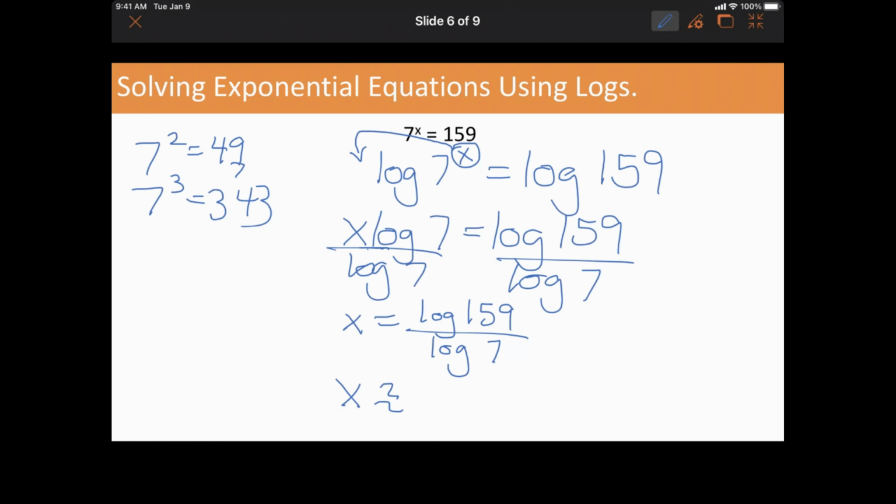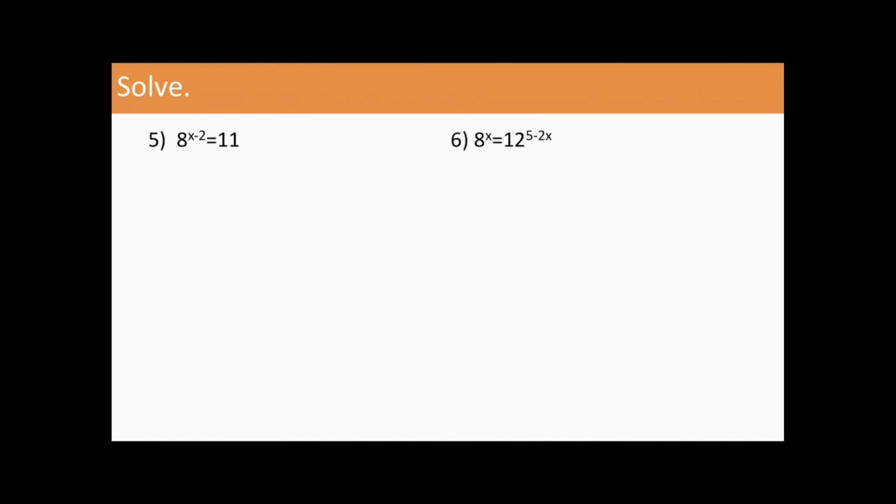Right, so the answer is 2.6049. And that's what we were thinking in the beginning, right? Between 2 and 3. Excellent. All right, so these problems can be a little bit more difficult, and all the problems will be different, so you just have to take it as they come.